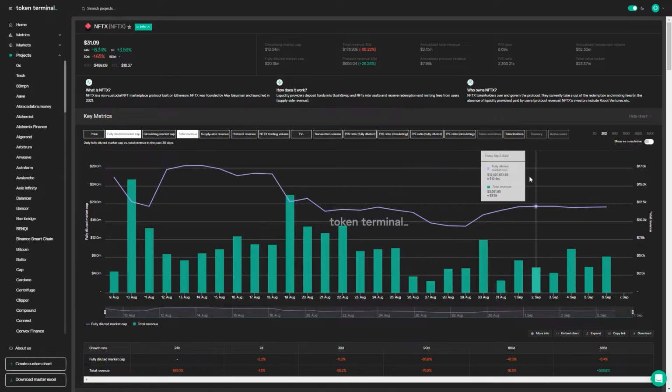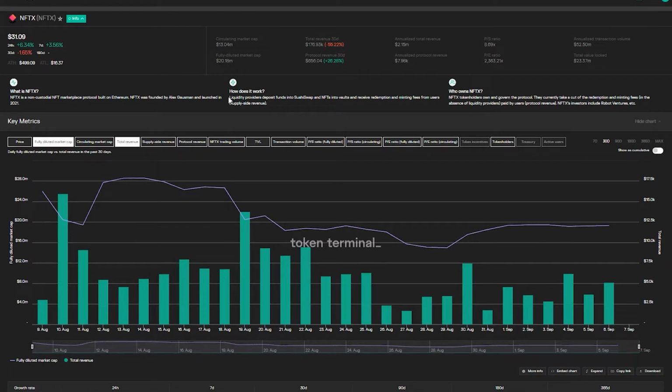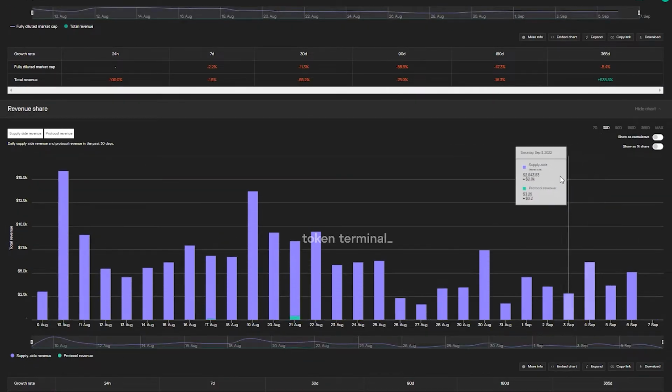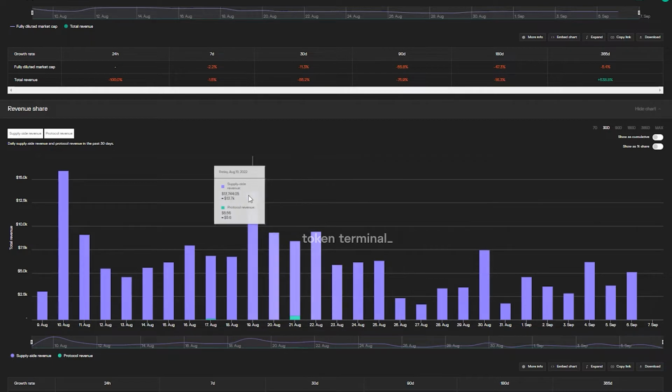Yeah, so buyers and sellers and swappers are the ones who pay the fees, and all those fees go to liquidity stakers and inventory stakers. The NFTX protocol doesn't take any fees. All the fees, all the rewards earned go to the people who are providing liquidity and inventory.